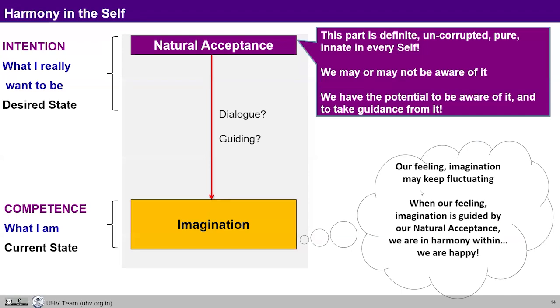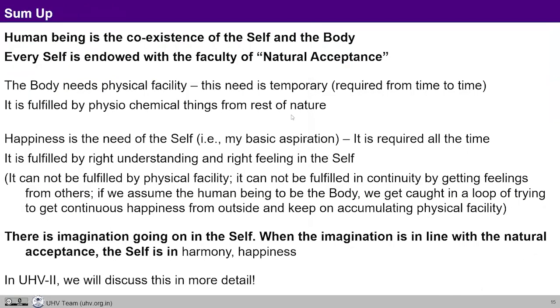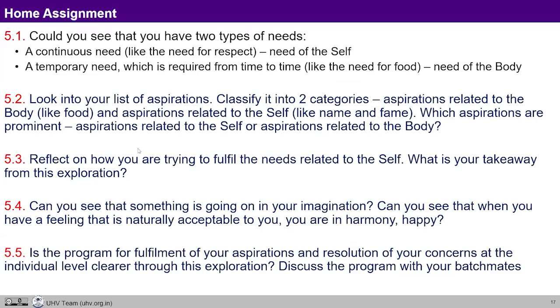So our feeling imagination may keep on fluctuating. When our feeling imagination is guided by natural acceptance, we are in harmony within, we are happy. Else it is not definite. So we can sum it up, right? I will not go about reading this. This is something clear to us. And then we give the home assignment.